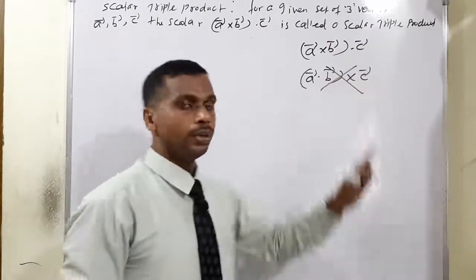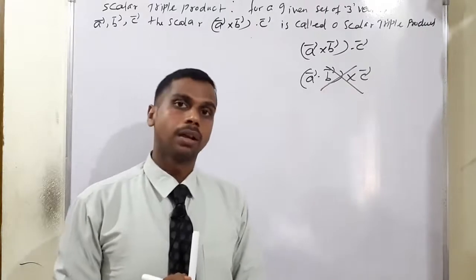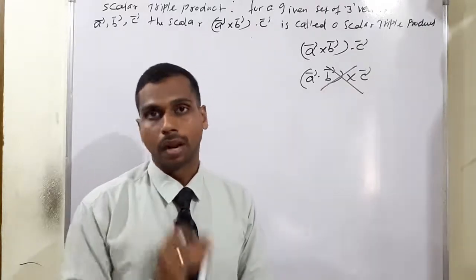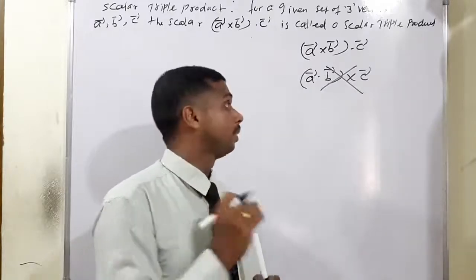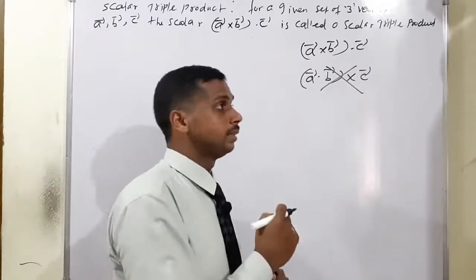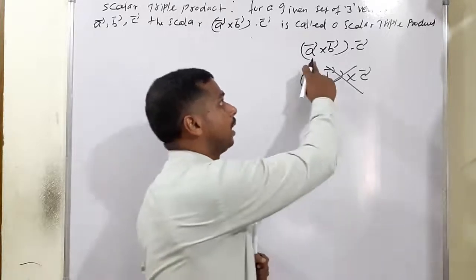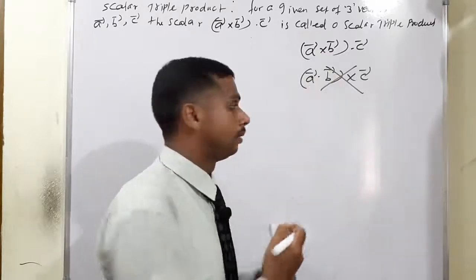Already we know dot means only scalar. Scalar means what? The output is only a number, a magnitude. But here, a vector dot b vector cross c is meaningless. But a vector cross b vector is an example.